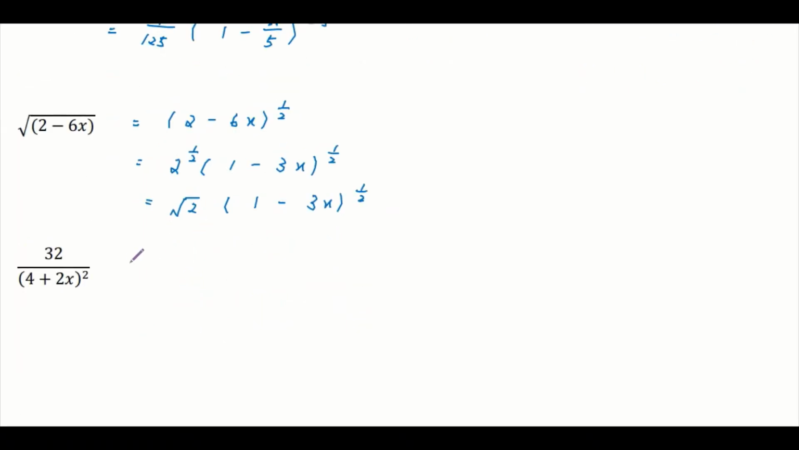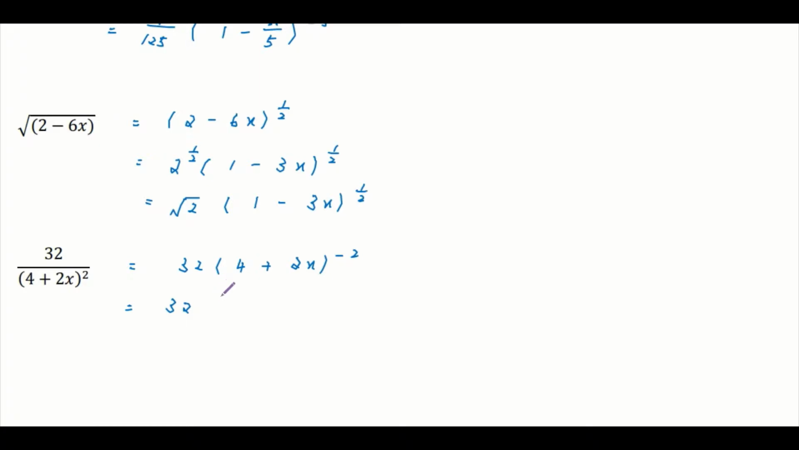Same thing for the last one. Try to change it into index form: 32 over (4 plus 2x) to the power of negative 2. Okay, so same thing, I do the factorization. So for the 4 here, it's okay. Don't confuse yourself. You just write the 32.